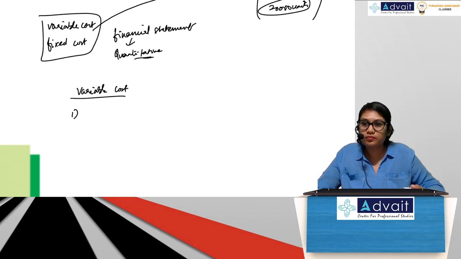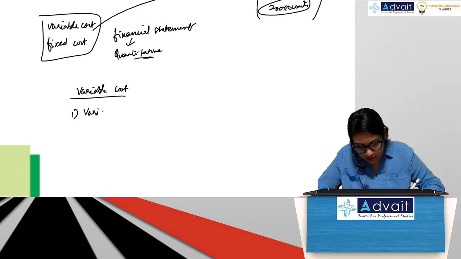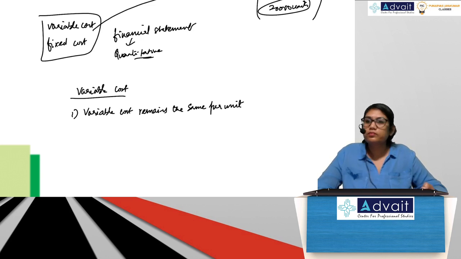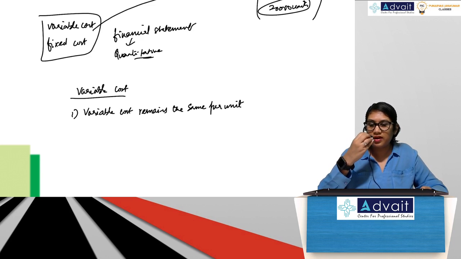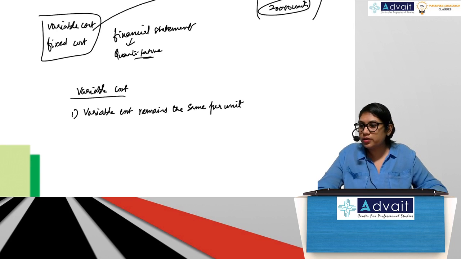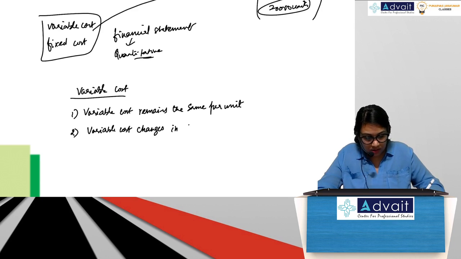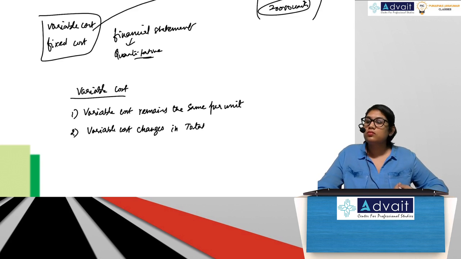First one, variable cost remains the same per unit. Variable cost changes in total. Variable cost remains the same per unit. Variable cost changes in total.